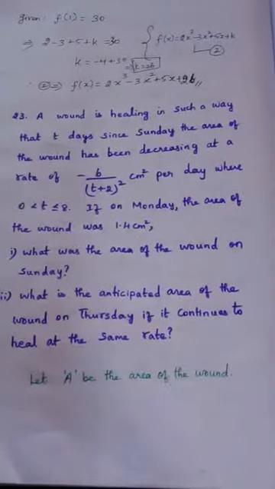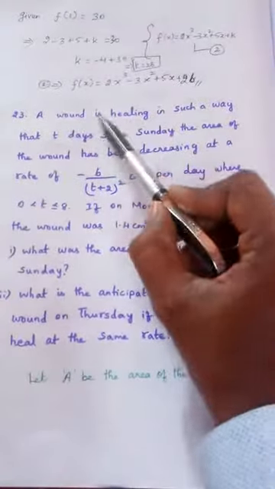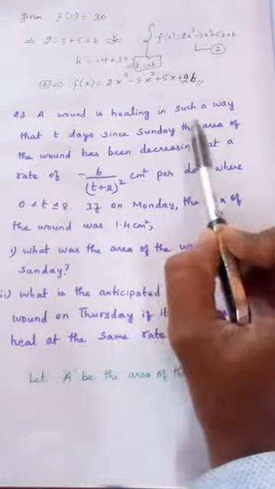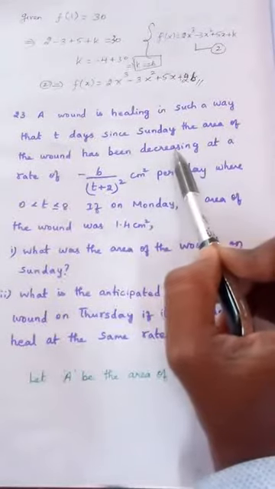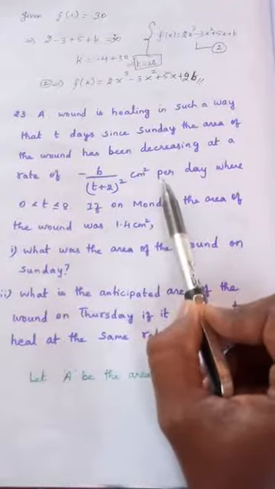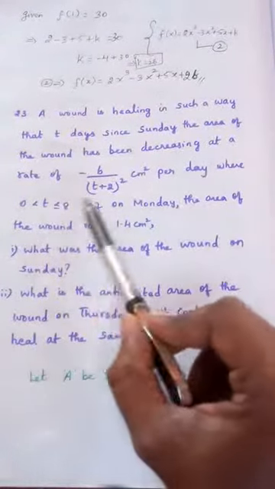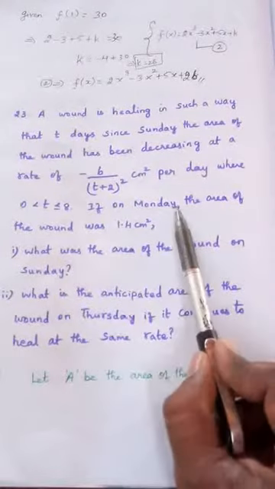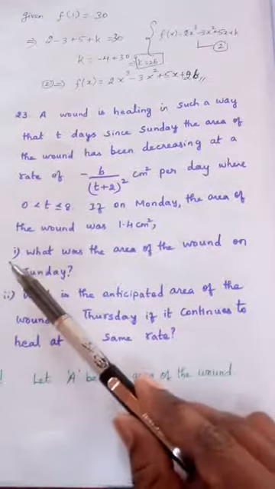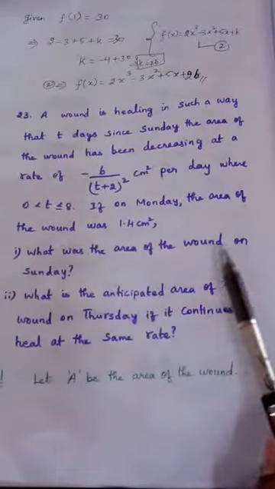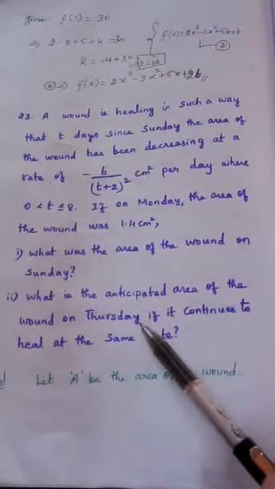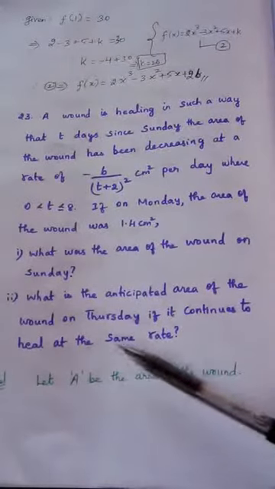Next, problem number 23. A wound is healing in such a way that t days since Sunday, the area of the wound has been decreasing at a rate of minus 6 by (t plus 2) whole square centimeter square per day, where t lies between 0 to 8. If on Monday the area of the wound was 1.4 centimeter square, two questions are asked to us. What was the area of the wound on Sunday? What is the anticipated area of the wound on Thursday if it continues to heal at the same rate?